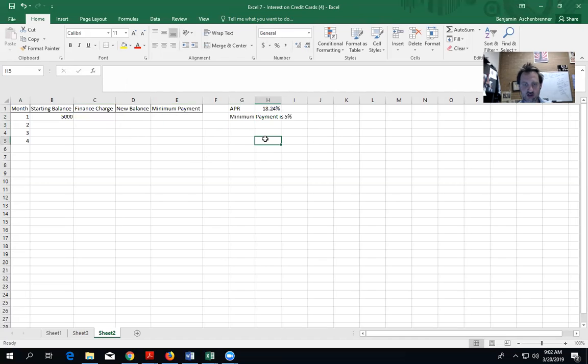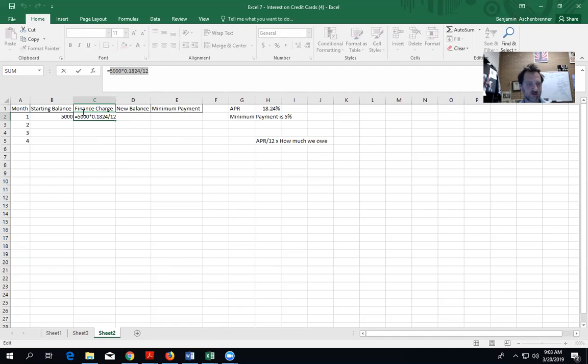So how do I calculate the finance charge? Well, we know that for the finance charge, we take the APR, we divide it by 12, and then we multiply by how much we owe. Right? So with Excel, every time you do a calculation, you start with equals. We could do 5,000 times my APR, which is 0.1824, and I'll divide it by 12. You notice that I changed my percentage into a decimal there.